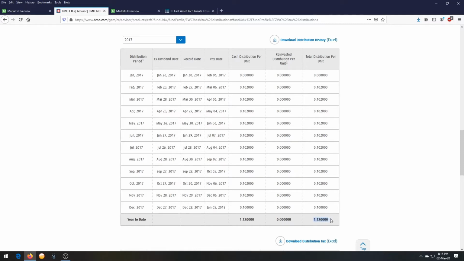So in 2017, the total was $1.12. If we go to 2018, it's $1.23. If we go to 2019, it's $1.31. So these are very good signs because, as you can see, they are increasing the dividend throughout the years.